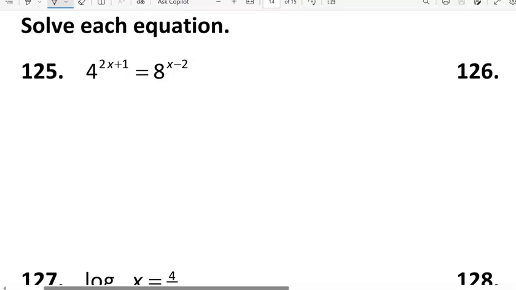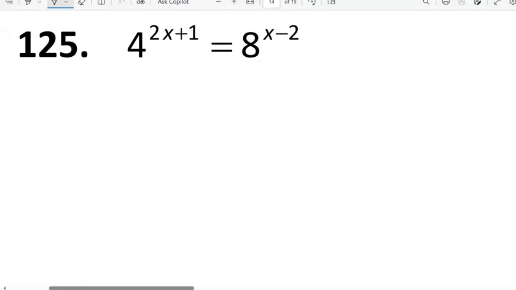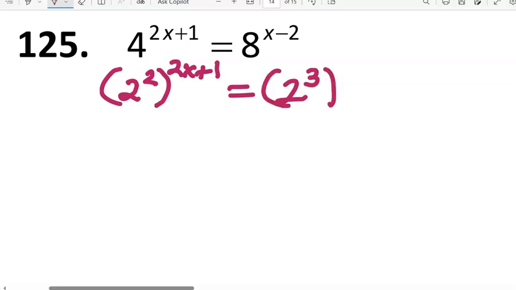For the next set of problems, we're solving equations, and do remember that solving an equation that has a single variable means finding the value or values of the variable that make the equation true. So in 125 we have an exponential equation, and one of the ways that we can solve an exponential equation is to give ourselves a common base. 4 is 2 squared, and 8 is 2 cubed.